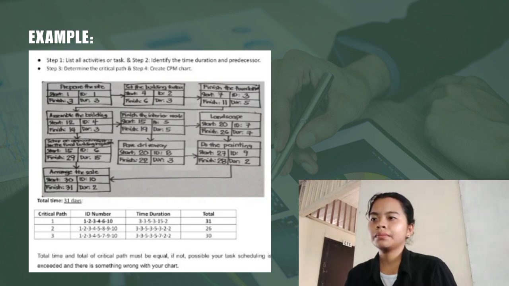Set up an appointment for the final building inspection. So it was started in 15 days. Duration in 15 days. 15 plus 15 equals 30 minus 1 equals 29.